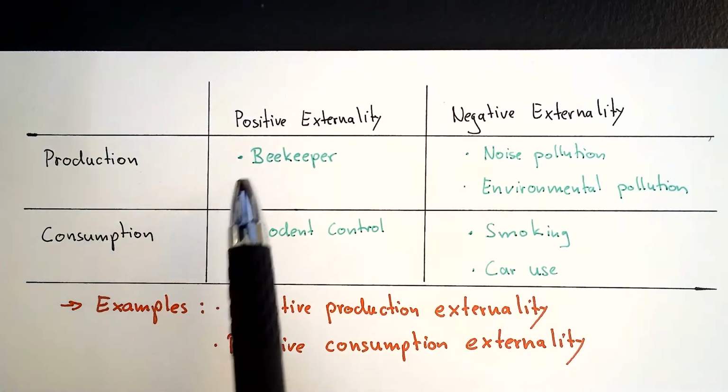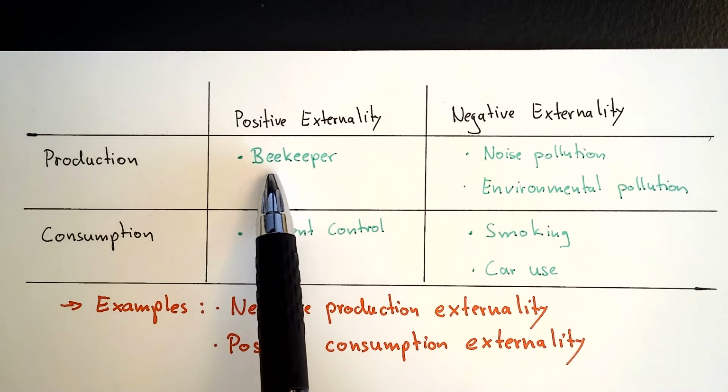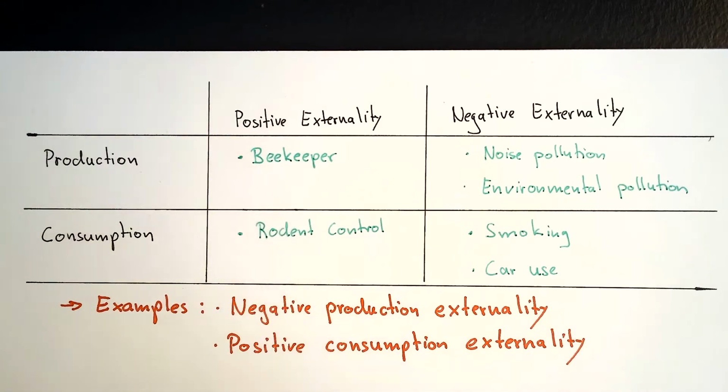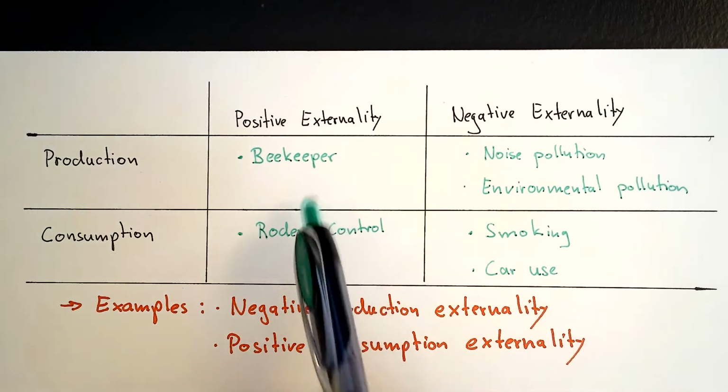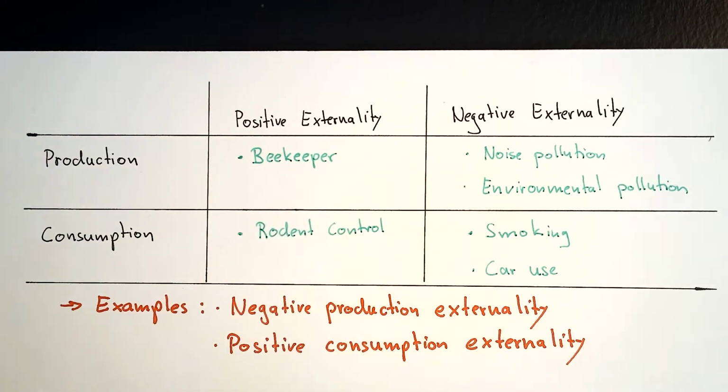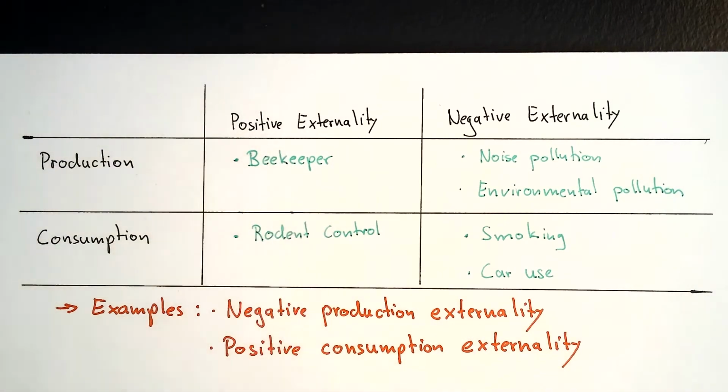There can also be a positive production externality if a firm is engaged in a production process and there are actually positive benefits to other people. Here, the prime example would be a beekeeper who produces honey, but at the same time also provides pollination services to surrounding farmers.